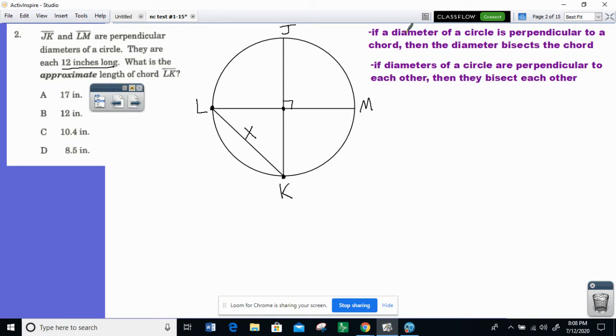So this theorem actually works for two diameters also. If diameters of the circle are perpendicular to each other, then they bisect each other. That means I'm going to put point C here since this is the center of the circle. So from L to C is the same as from M to C. Why? Because these two diameters make this right angle right here.